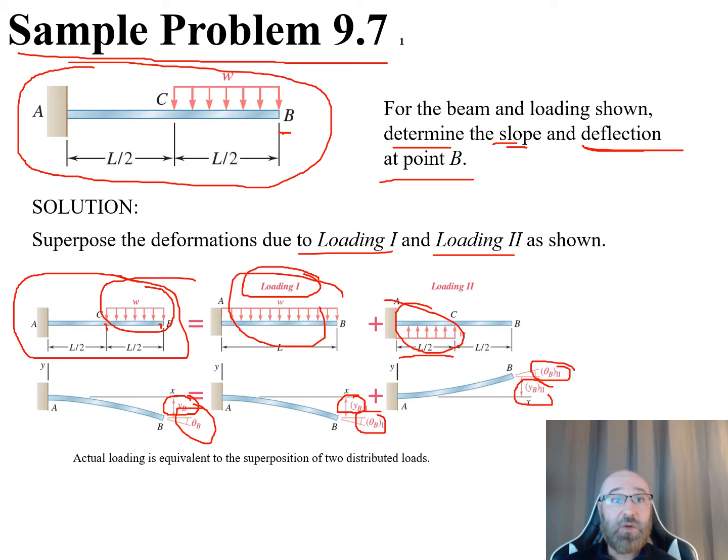We can see this is going to be bending this down with this whole distributed load here, whereas if we have this little partial load right here from A to C, this is going to be bending it up there. So we're going to add this deflection and this deflection to get our y sub B total, and we're going to add this angle here, theta B1, plus our theta B2 to get our theta B that we're looking for, this slope and deflection at point B.